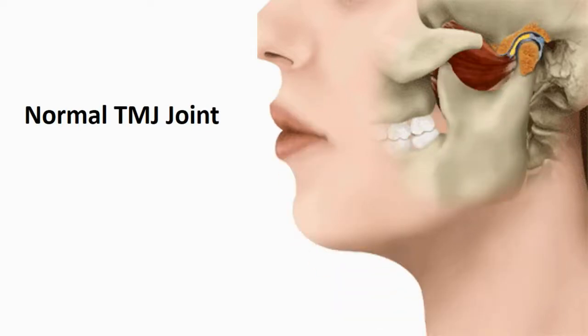In anterior displacement, the disc is positioned anterior and medial to the condyle in closed mouth position.